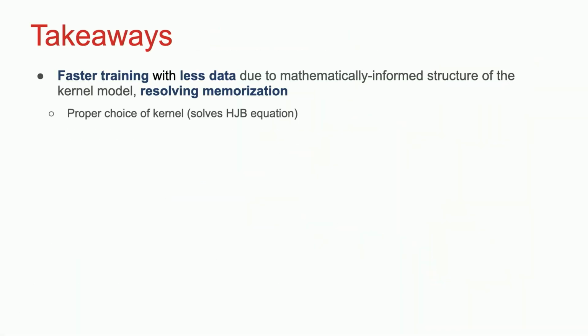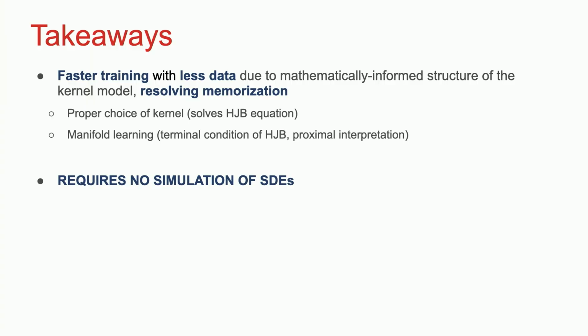Okay. Yeah. So I think I have a very short talk. The takeaway is that in this work we're trying to make connections between regularized Wasserstein proximal operators and score-based generative models. For certain data, with a proper choice of kernels by solving HJ equations, we are able to resolve this kind of memorization effect and train faster with less data.